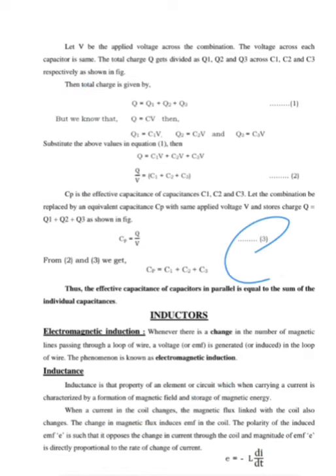This induced EMF will try to oppose the change in the current through the coil, and the magnitude of EMF E will be directly proportional to the rate of change of current.